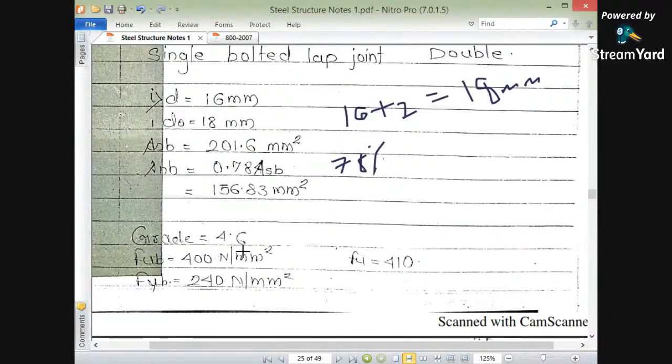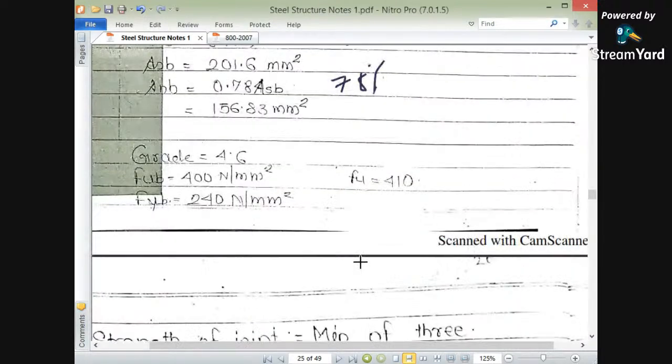For grade 4.6, what is the value of FUB? It is taken as 400 Newton per mm square. FU is directly given in the question as 410 Newton per mm square. FYB is again taken from the table for grade 4.6, and it comes to be 240. We have discussed in previous lectures how to use the tables from IS 800 2007, so every time I cannot show the table. You have to refer to IS 800 2007 for the yield stress and tensile stress of bolts and plates.